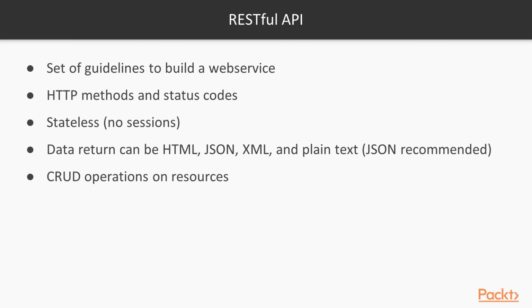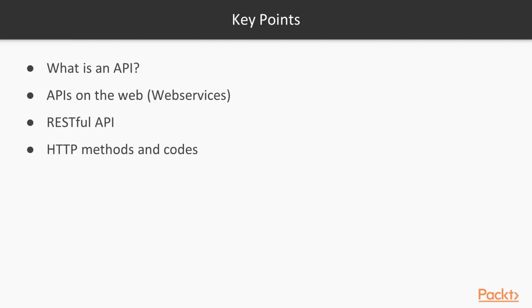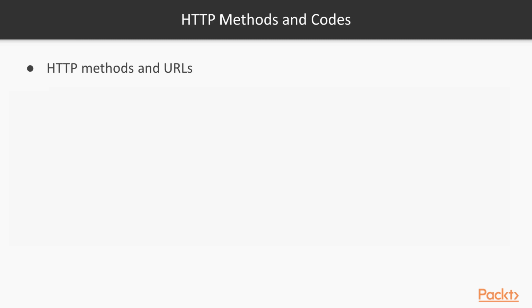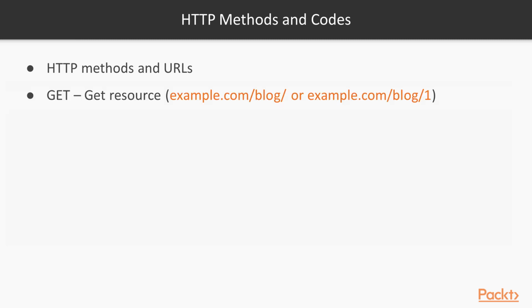and we will discuss these a bit later throughout the course. So let's now dive into one of the key aspects of the guidelines of RESTful APIs. I am talking about HTTP methods and codes. So basically the HTTP methods and also their URLs are listed as below. The first HTTP method is the GET method, and GET is used to get a resource. And the URLs that we can use are example.com/blog, which will return all the blogs that we have, or example.com/blog/1, which will return just the single blog with the ID of 1.